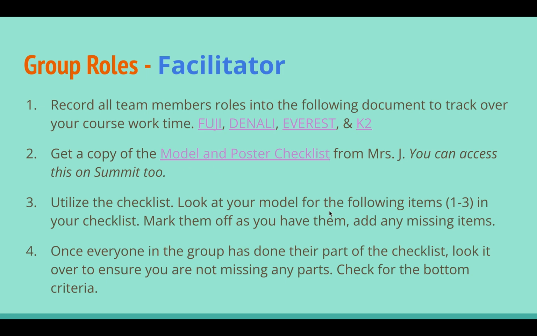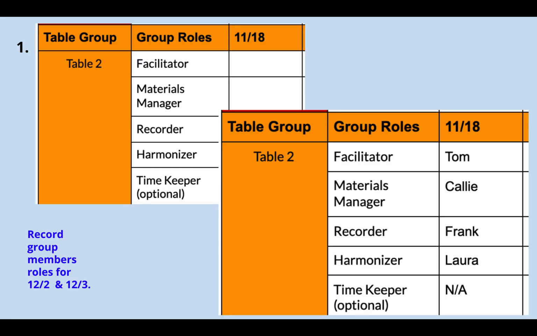Today, facilitators, you were in charge of items 1 through 3 on this pink checklist that you got today. You're going to mark them off as you have them, and if you're missing them, you're going to add those items in today. And then once everybody in the whole group has done their part of the checklist, once you guys think you're all done, facilitators, it's going to be your job to look it over, make sure you're not missing any parts, and make sure you have the bottom criteria as well.